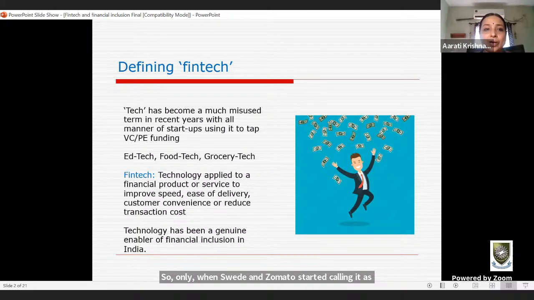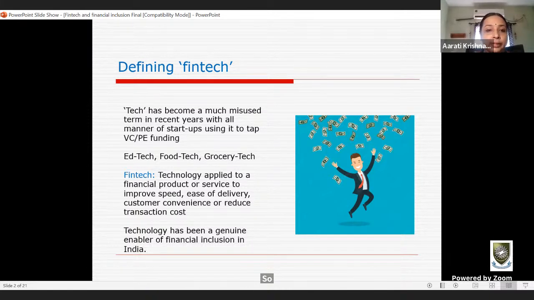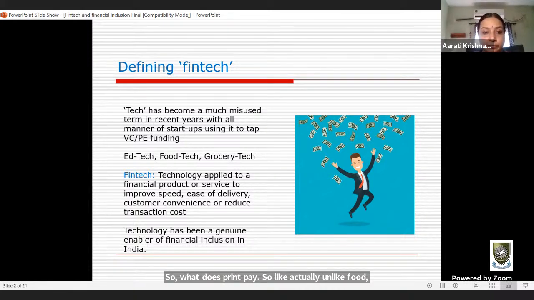So I think that is why it is important to define what fintech is before we go ahead and talk about how it has changed inclusion and so on and so forth. So what is fintech? Fintech, actually, unlike food tech or ed tech or grocery tech, can span a wide range of business models in finance. Whenever technology is used in any product or service to improve the speed of delivery, ease of delivery, convenience, or reduce transaction costs, it is loosely called as fintech, right?